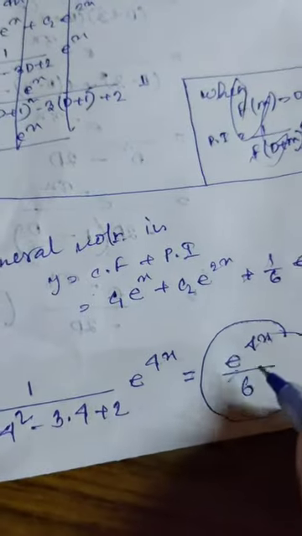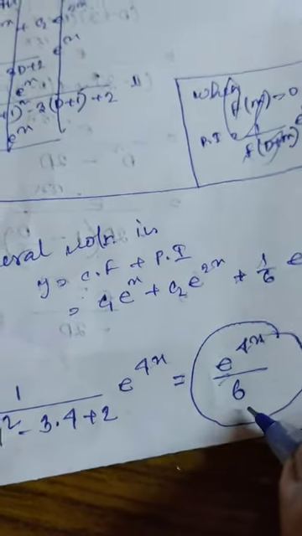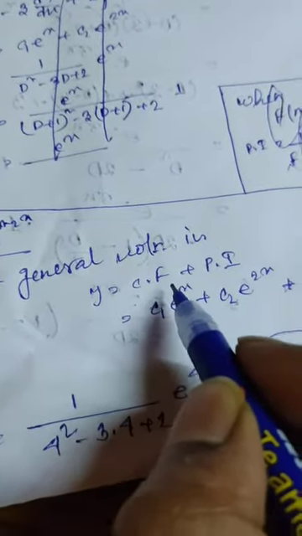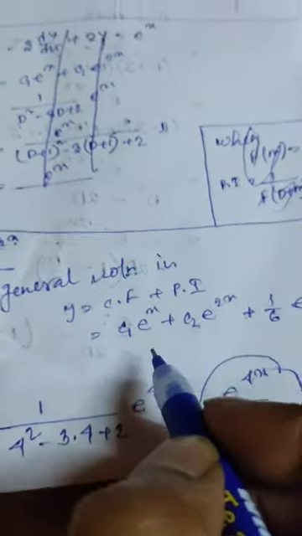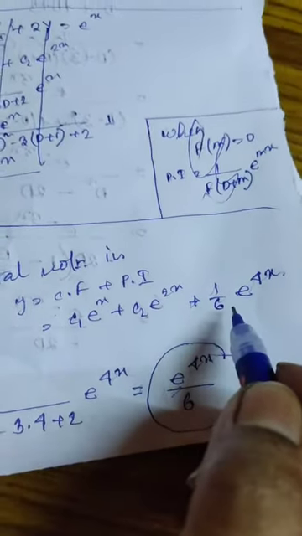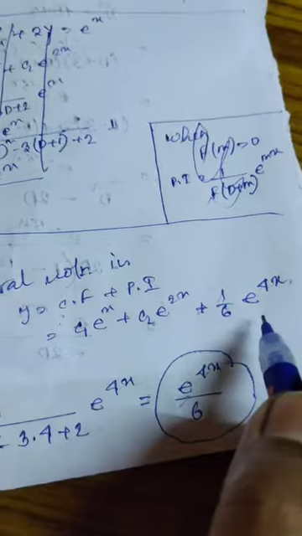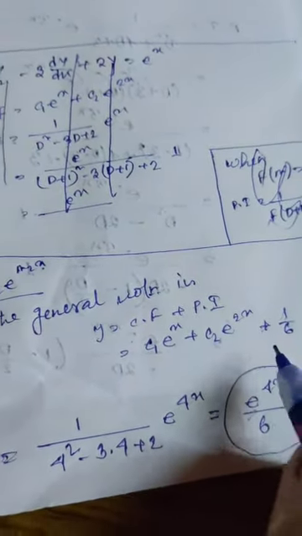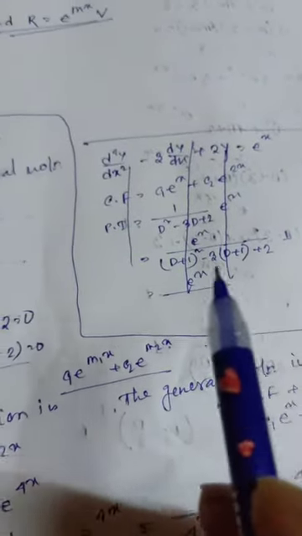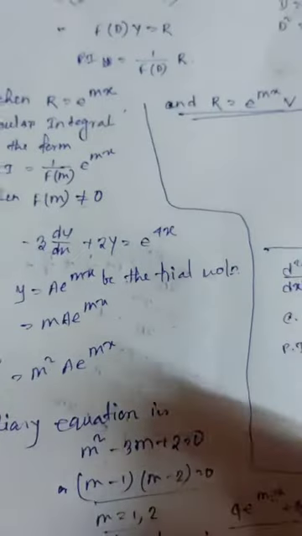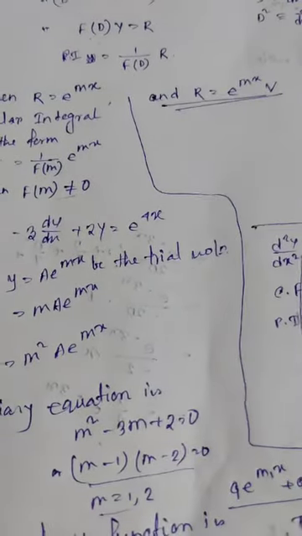If we simplify it, we get e to the power 4x divided by 6, and the general solution is of the form y is equal to CF plus PI, that is, c1 e to the power x plus c2 e to the power 2x plus 1 by 6 e to the power 4x. This is the required answer. I hope you understand the method. Now I will discuss another case, when f of m is equal to 0. Let us try to solve one problem where f of m is equal to 0.